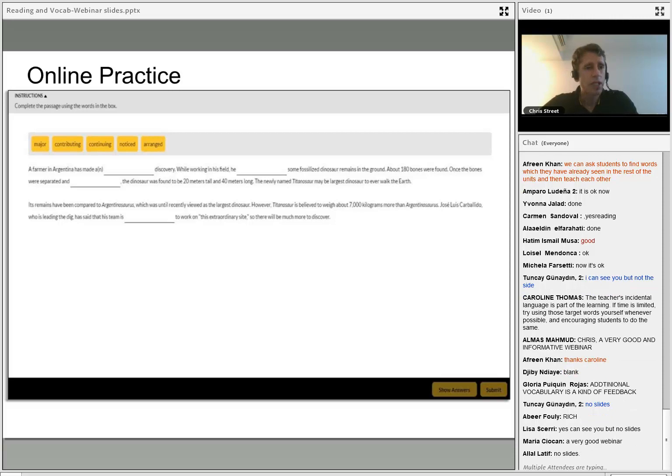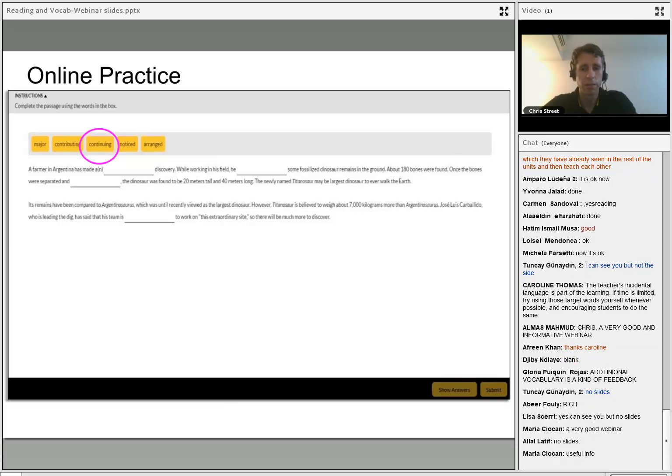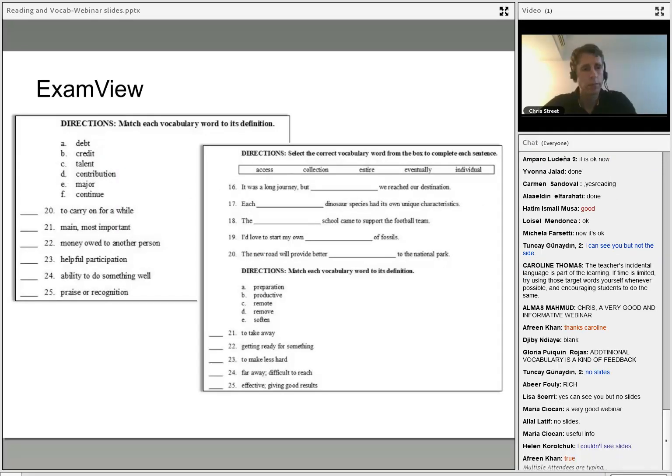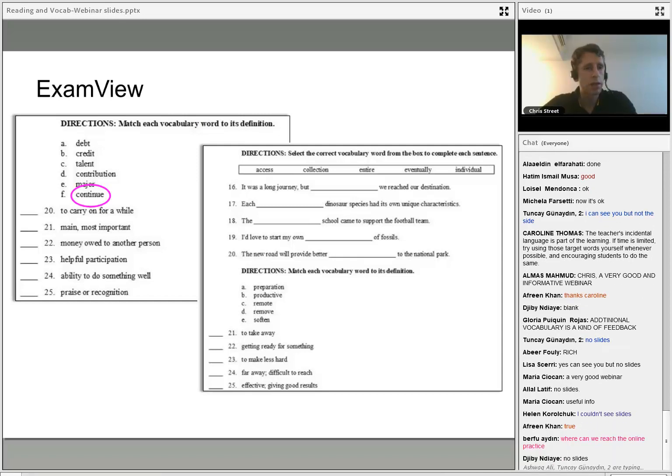And here's an activity. This is from the online practice. And again, we've got that word continue being recycled again. Vocabulary is also recycled on test materials. Continue again. This is our ExamView component.